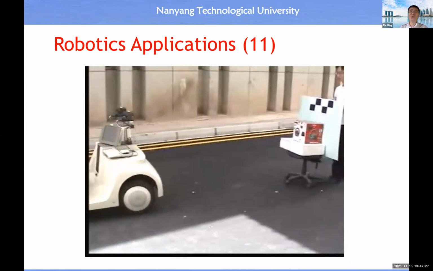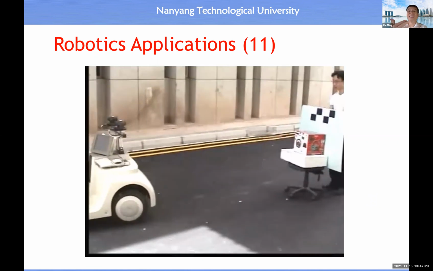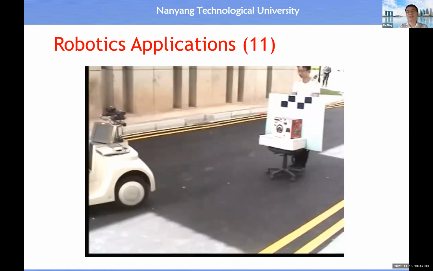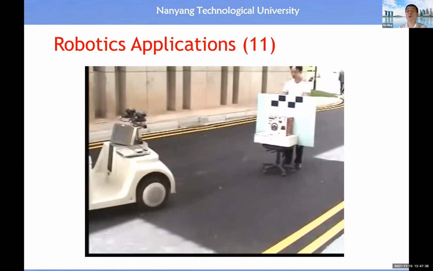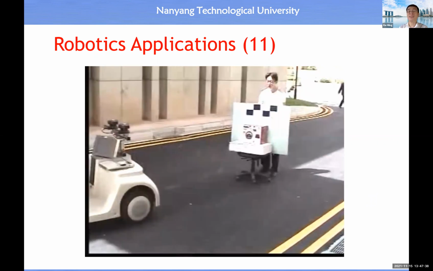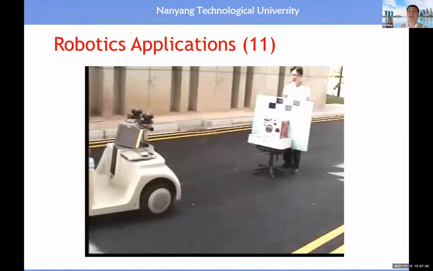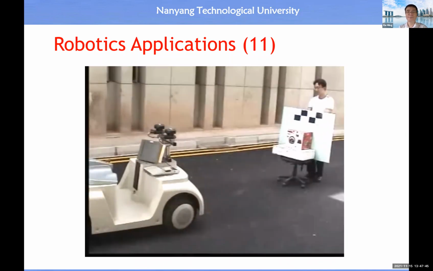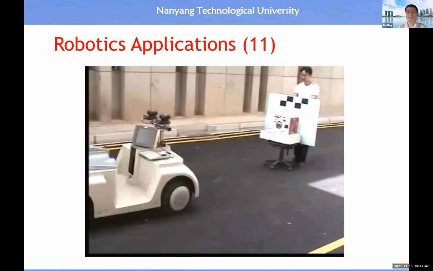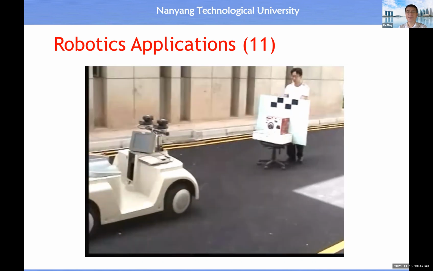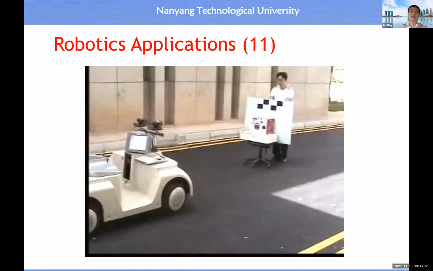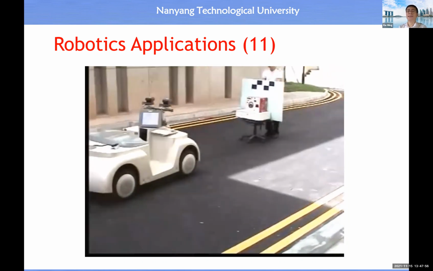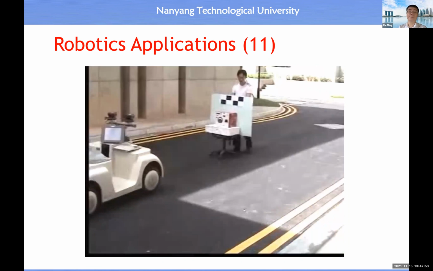This video shows you a typical scenario of car following. This mobile platform follows the frontal moving target, and this moving target could be another vehicle. The behavior of this car-like mobile platform is fully autonomous.